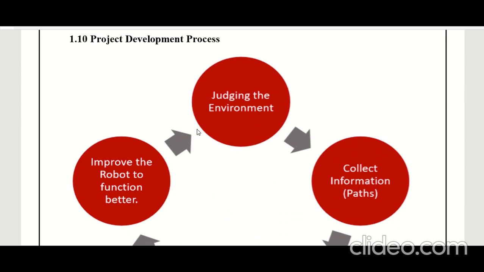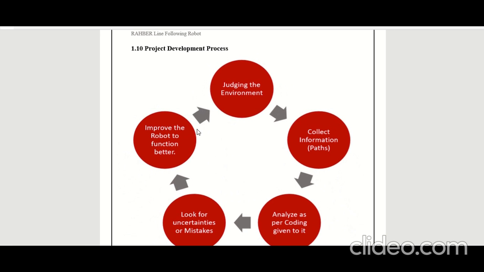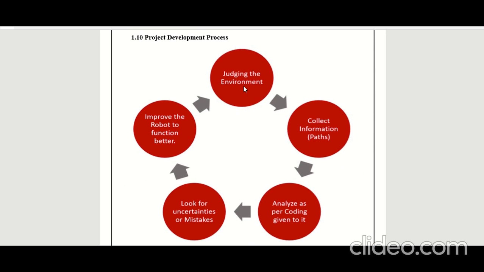Then here is a project development flowchart. It is a recycle type flowchart, in which first of all we judge the environment. Actually, the IR sensors are used to judge the environment. The black line is our environment. Then it collects the information. The IR sensor gives the information to the microcontroller, to analyze as per the coding going on in it. As our microcontroller is coded, it will analyze its function according to the input given from the sensor.